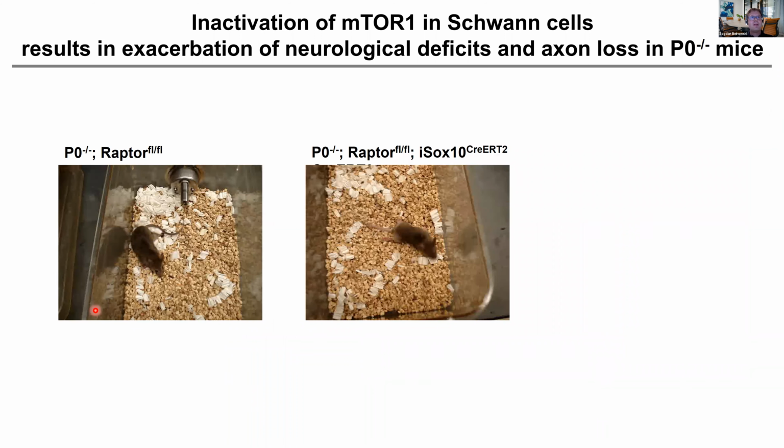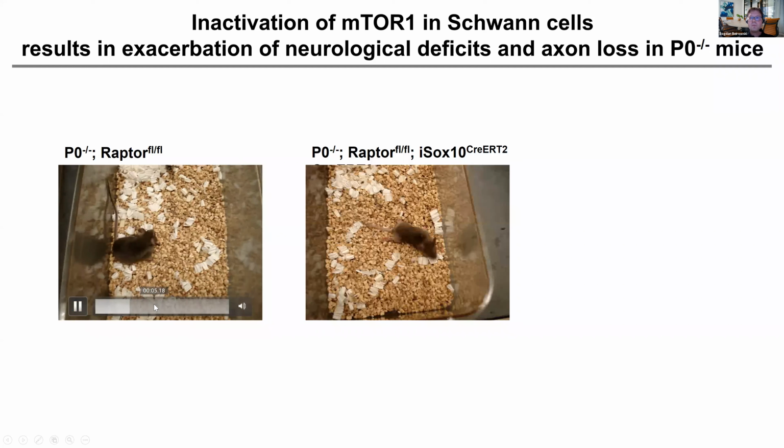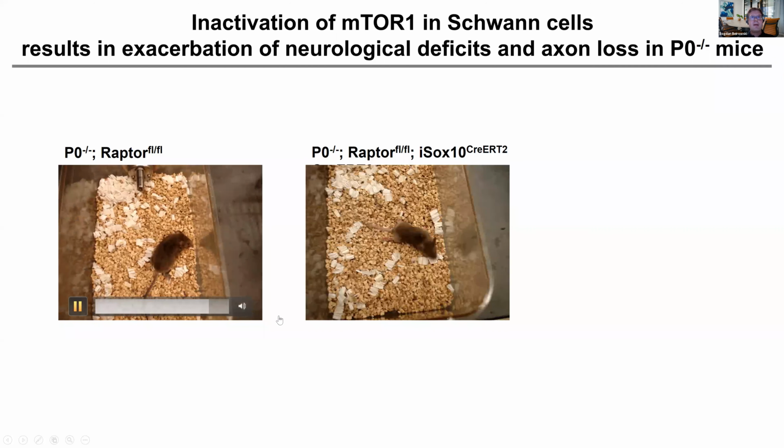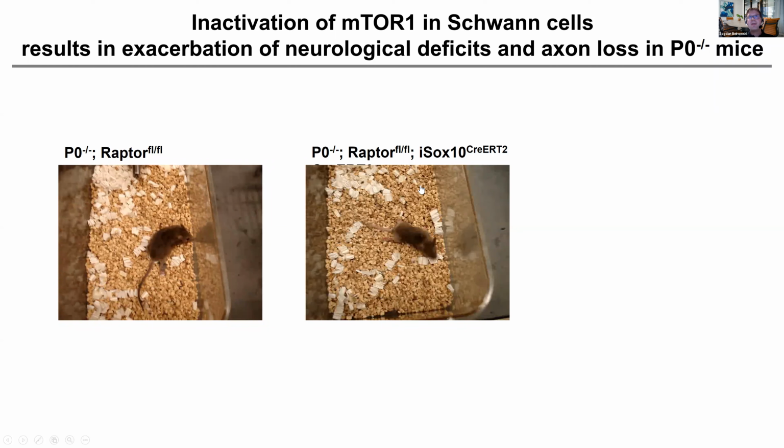These are videos. I hope that you will be able to see the videos. These are control animals, the simple P0 knockouts, at 3 months of age. They have behavioral abnormalities, a kind of funny gait. They have gait deficits. I try to maybe switch on the movie now. If you pick them up, you'll see this kind of gait abnormality. But then if you look at the P0 knockouts in which, exclusively in Schwann cells, we inactivate the mTOR signaling, so this axoglial metabolic coupling, then the gait abnormalities get worse, and the animals actually have difficulties even to move.